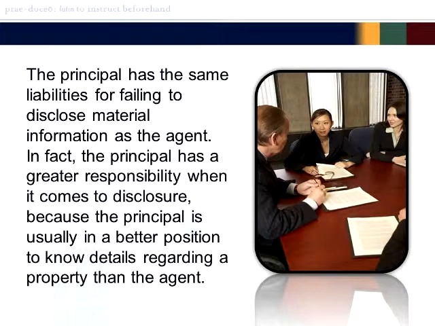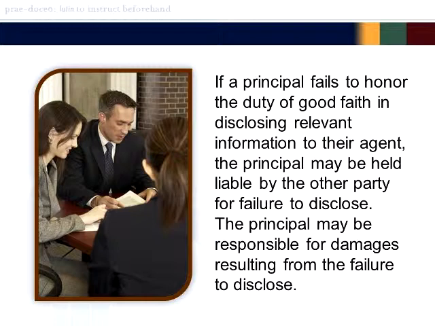The principal has the same liabilities for failing to disclose material information as the agent. In fact, the principal has a greater responsibility when it comes to disclosure, because the principal is usually in a better position to know details regarding a property than an agent. If a principal fails to honor the duty of good faith in disclosing relevant information to their agent, the principal may be held liable by the other party for failure to disclose. The principal may be responsible for damages resulting from the failure to disclose.